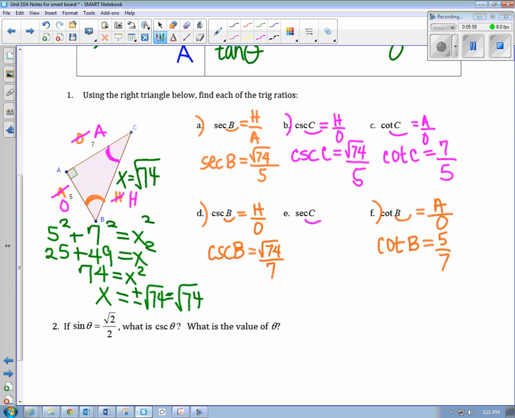And then moving on to angle C, the secant of angle C, I know is the reciprocal of cosine, and cosine is adjacent over hypotenuse, so this is hypotenuse over adjacent. So the secant of C is radical 74 over 7.